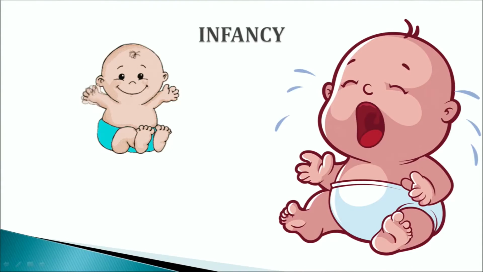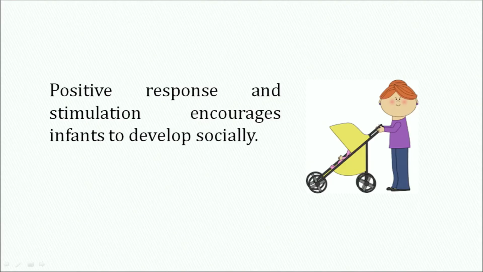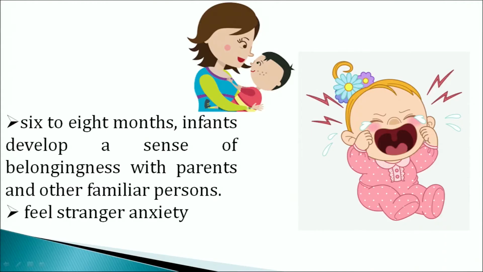Infants interact with people around them by smiling, crying, babbling, and cooing. All these initiate and sustain the infant's interaction with others. When an infant receives positive response and stimulation from others in the environment, he or she is encouraged to develop socially. By the age of 6 to 8 months, infants learn to develop a sense of belongingness and begin to develop attachment with parents and other familiar persons in their world.